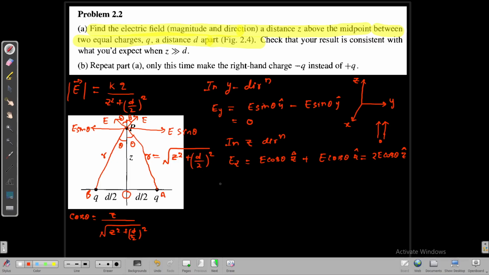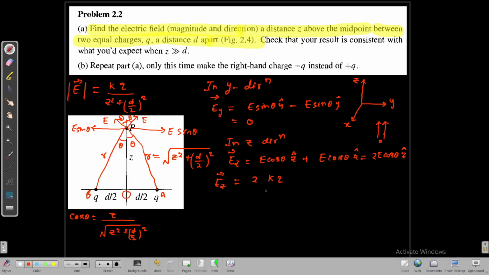So now I will find Ez. Obviously, the effective E will be the resultant of both Ey and Ez. But Ey is 0, so the effective E will be only Ez. As I am writing it as a vector, it is a conceptual thing: if you are writing it as a vector, it should be a vector. So Ez vector is equal to twice E.